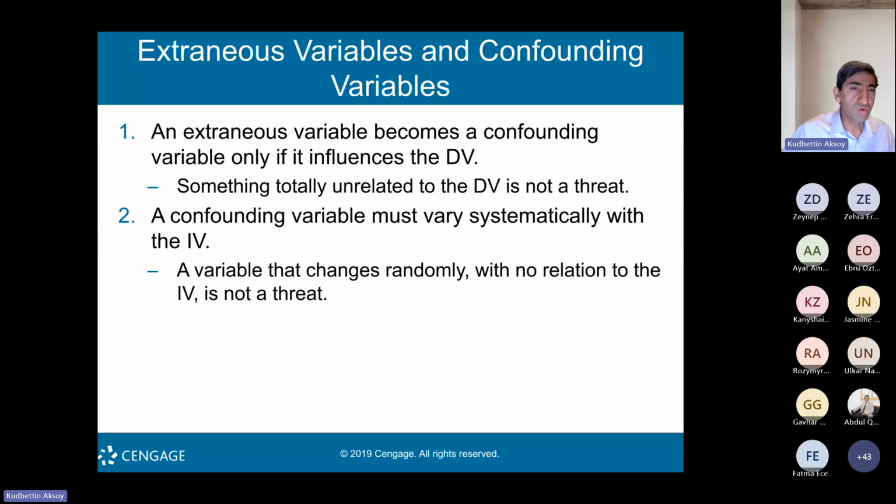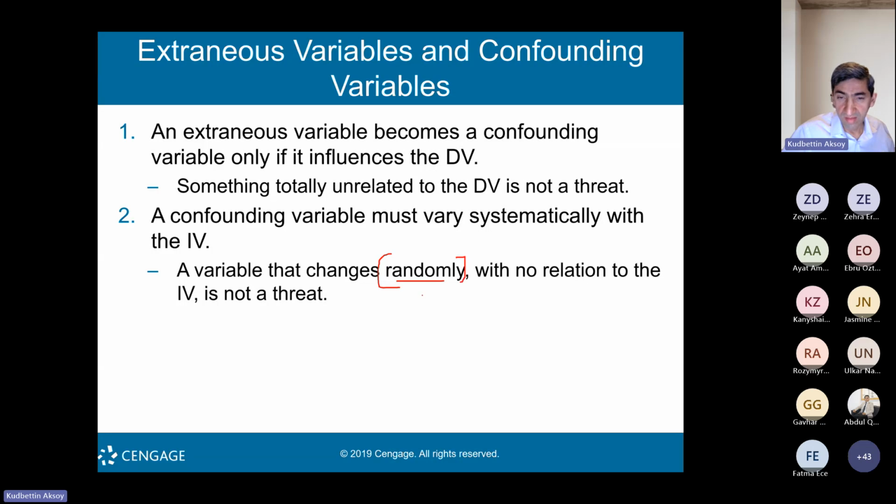So just because weight is a problem, or aggressiveness, for example, it doesn't mean we have to worry about it. We should worry if it systematically impacts our variables. If it doesn't systematically affect, it's not a problem. If it changes at random, no relation to the independent variable, it's not a threat. Why? Because the keyword is random.